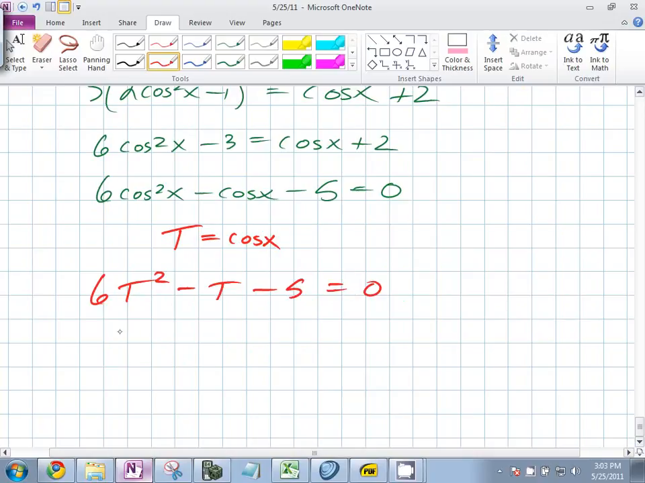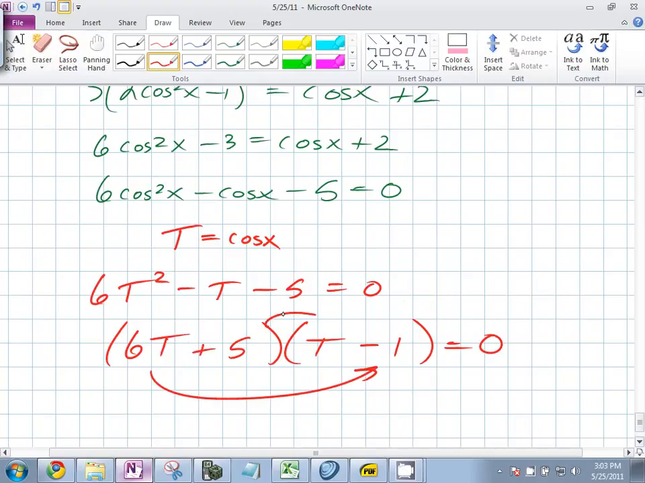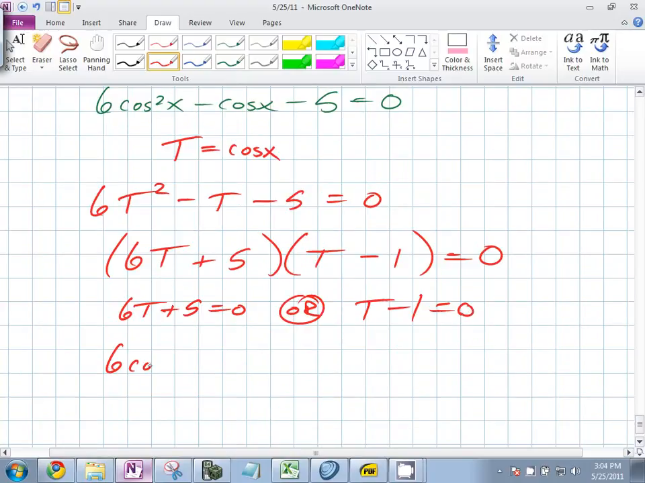What does it factor into? Minus 5. Close. Switch the signs. Look, because it has to be negative plus 5 right there. So what does that tell us? 6t plus 5 equals 0, or what? But t is what? 6 cosine x plus 5 is equal to 0, or cosine x minus 1 is equal to 0. So cosine x is equal to 1.